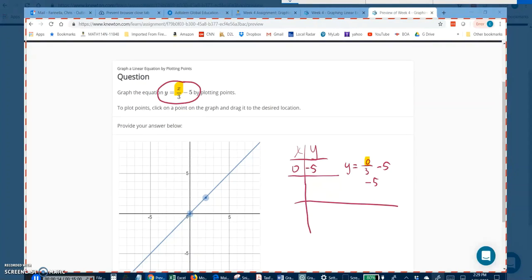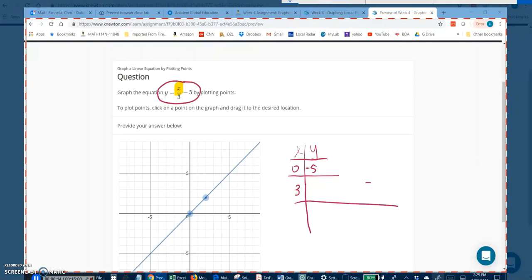To get a second point, we could plug in x equal 1, but I don't want to deal with fractions. I would end up with 1/3. So let's plug in a value of x that will make the fraction go away. And what will work there is if we let x equal 3. So let's plug in 3 in for x.